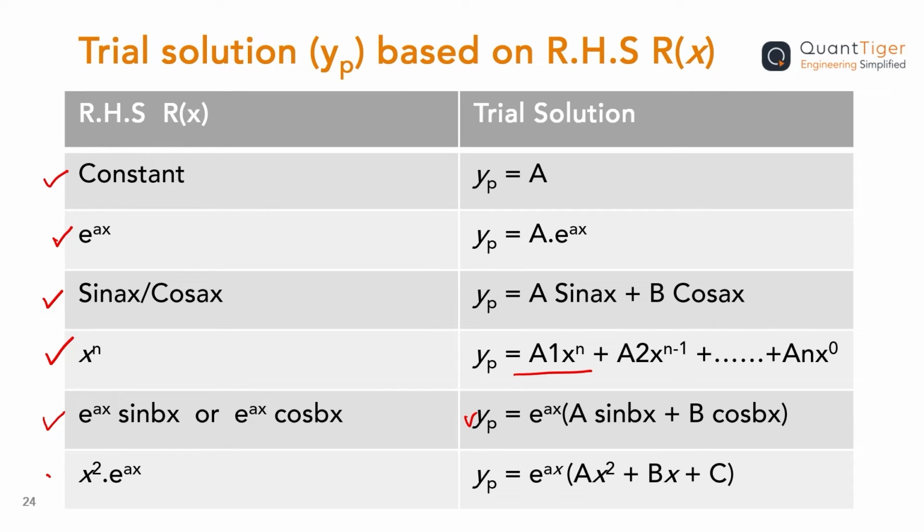If the exponential and an x term come together, then also we have to consider YP equal to e to the power ax, and this bracket will come, where A, B, C are constants and the power of x keeps decreasing. These you should understand well and remember, that depending on which RHS, what trial solution we have to consider. So this table is important.